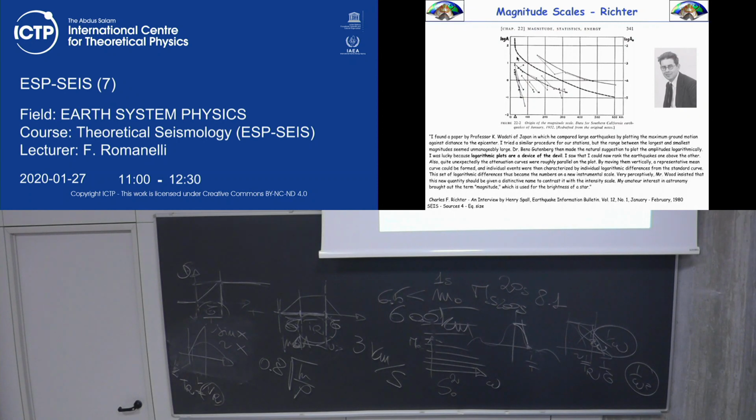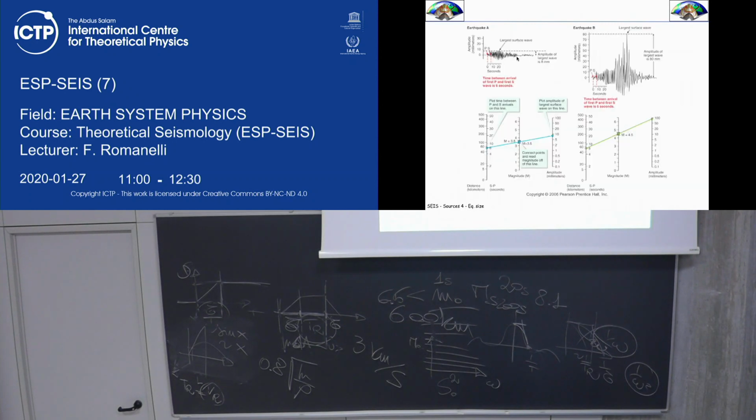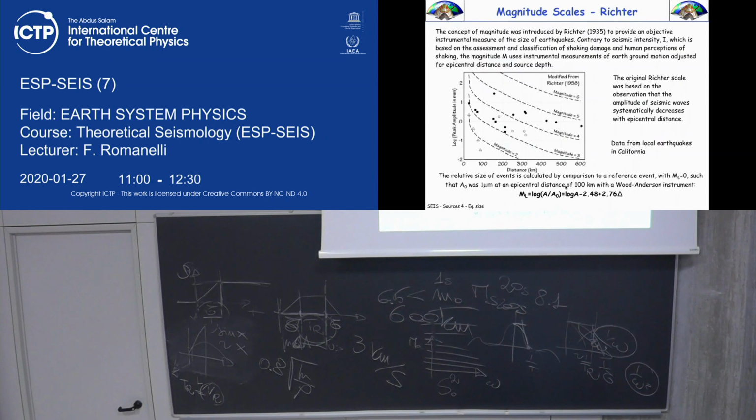And of course, you could have some vibration coming from a distant earthquake, but larger, or from a local earthquake in California that was smaller. So you had to decide and to answer to the media, well, don't worry, this is coming from, okay. So he invented magnitude. And the definition of magnitude is, let's read this point: the logarithm of the amplitude of the motion that you record normalized to a standard earthquake. The standard earthquake was the earthquake that was given 1 micrometer at 100 kilometers from an instrument, his instrument.